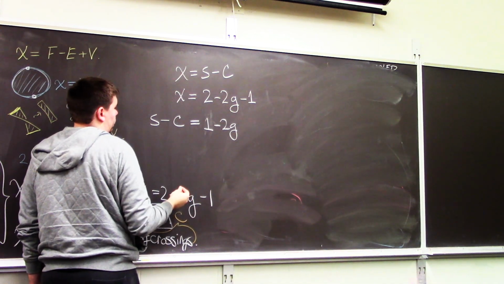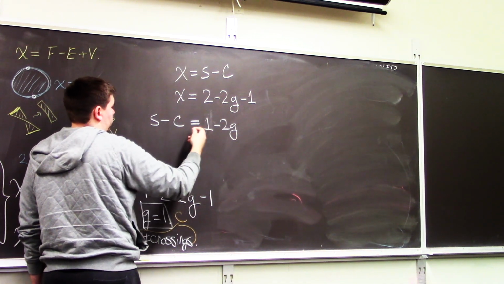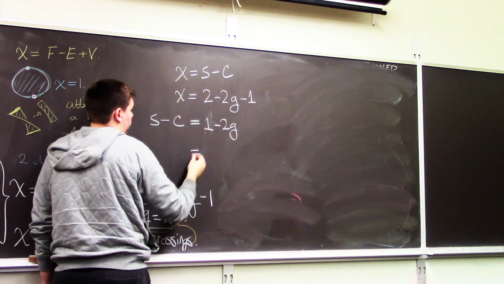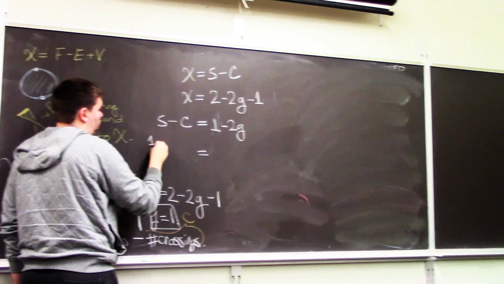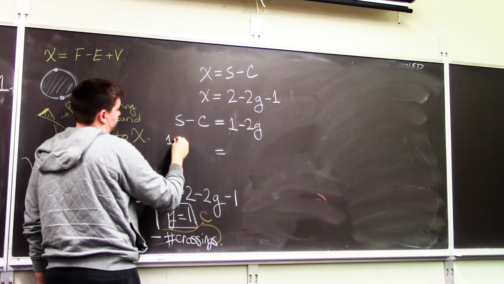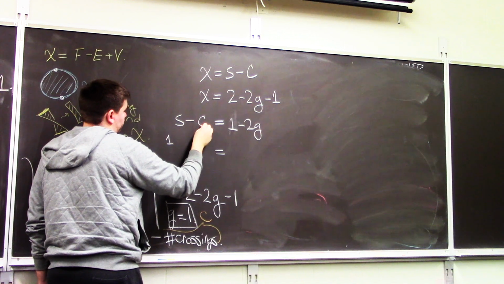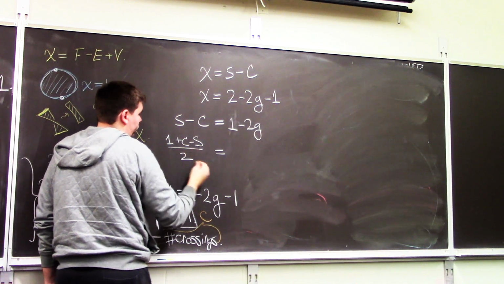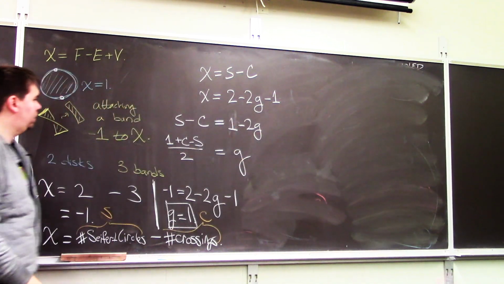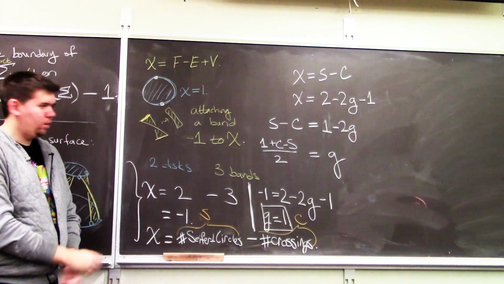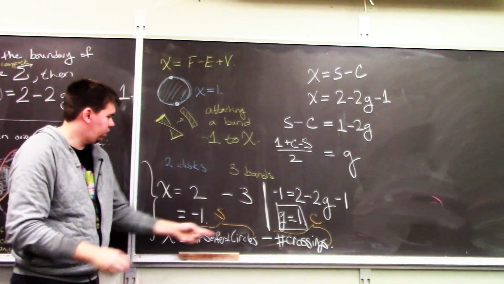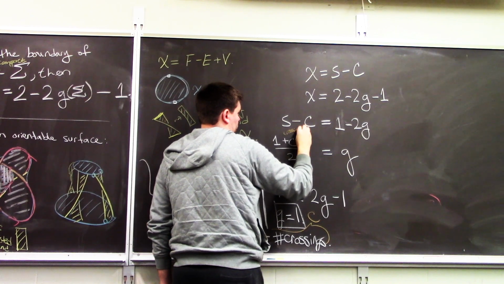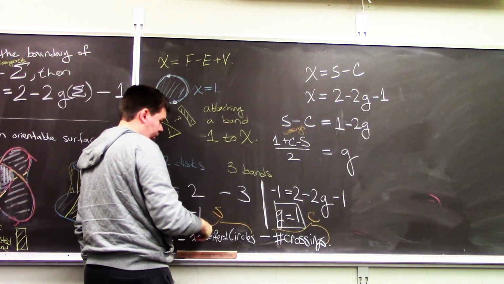So then you can subtract off that 1 and divide through by that negative 2. And you get 1 plus C minus S over 2 is your genus. I think that worked out. Where C is your number of crossings, and S is your number of Seifert circles.